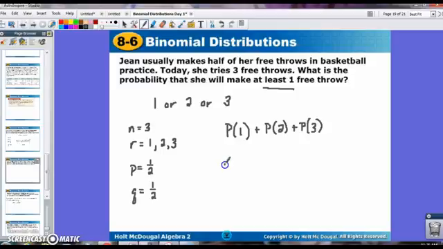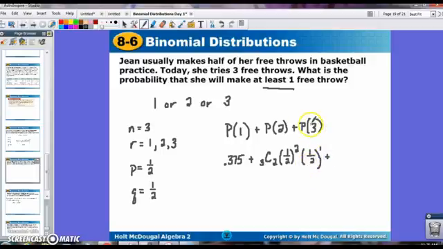We already figured out what the probability of 1 was. That was 0.375. But let's do the probability of 2. Probability of 2 would be 3C2, p to the 2, q to the first. Remember, this 2 right here, that's your R value. This 1 right here is just n minus R. This is your P, this is your Q.